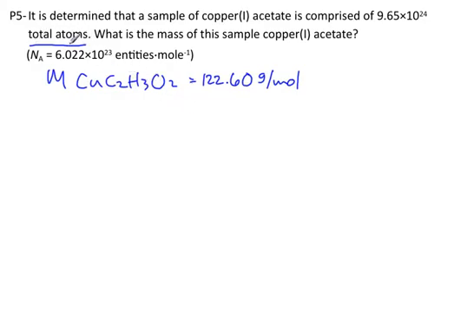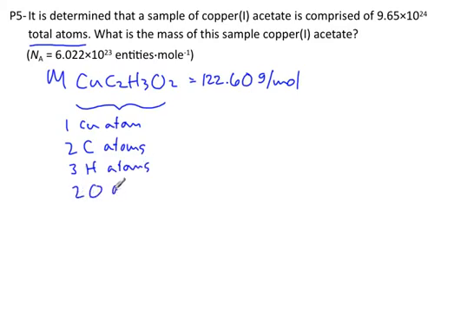Now, back to this total atoms. So total atoms means we basically have a bucket full of atoms. We're not distinguishing whether they're copper, carbon, hydrogen, or oxygen. It's just a bucket of atoms. So let's look at this first of all. What's it made up of? Well, it's made up of 1 copper atom, 2 carbon atoms, 3 hydrogen atoms, and 2 oxygen atoms. So in terms of atoms, copper 1 acetate is made up of 8 atoms in total.